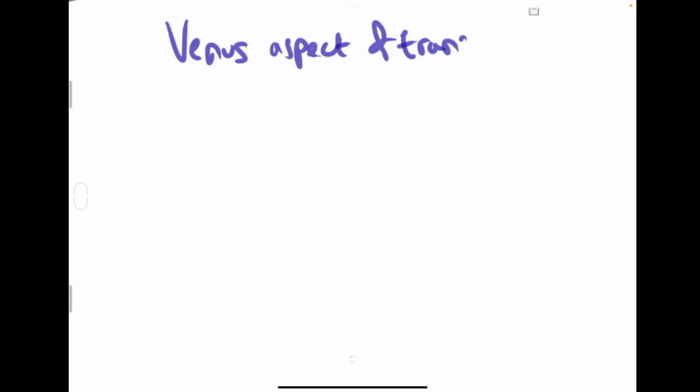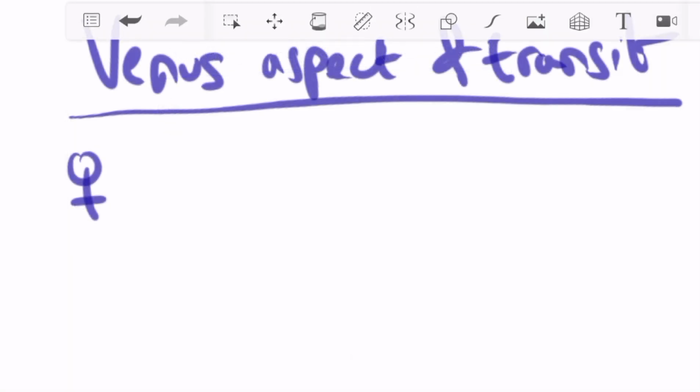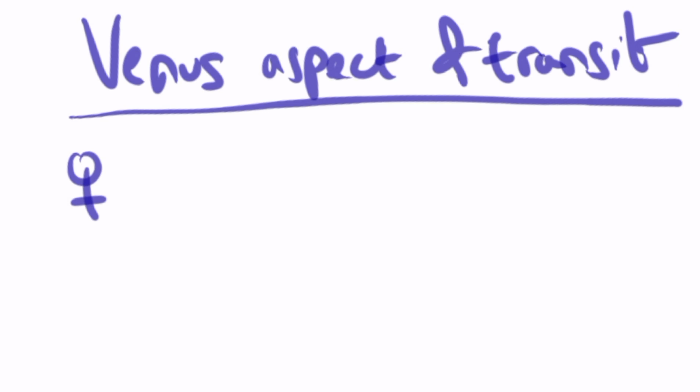So let's discuss in this class about Venus aspect and transit, different planets and pivot points. So we are speaking about Venus. Let's understand what Venus represents. Venus, she's the ruler, the dispositor of Taurus and Libra.